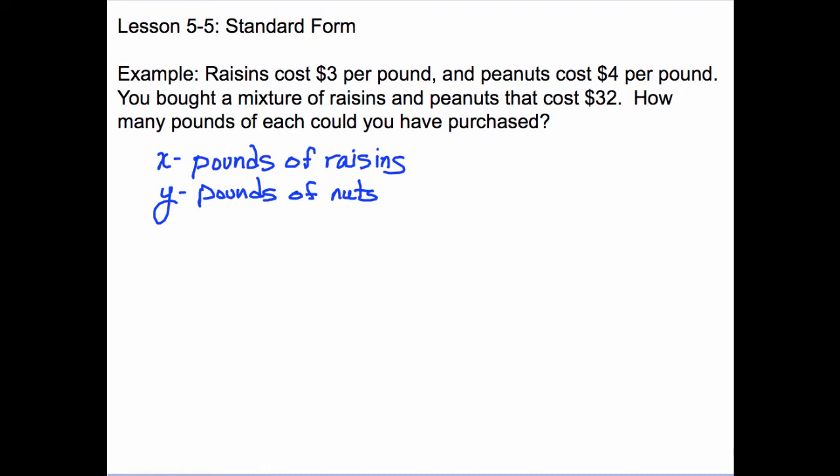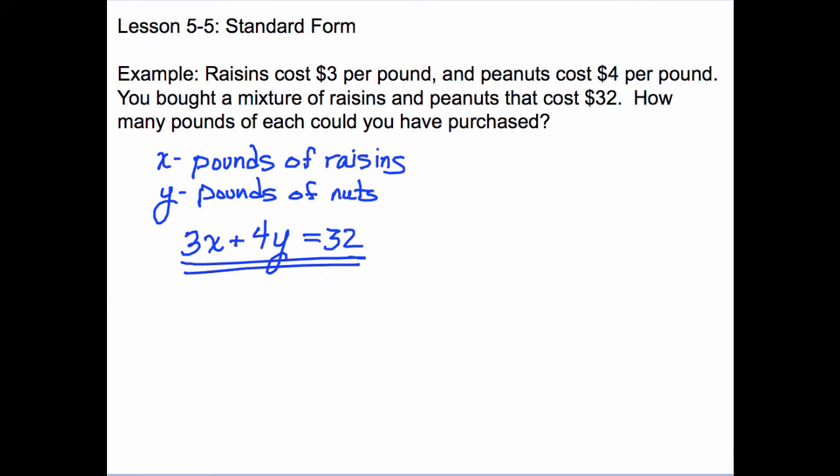If we let x represent the number of pounds of raisins and y represent the number of pounds of nuts, then we can write an equation to calculate how much a certain amount of raisins and a certain amount of peanuts cost. So we would take the price per pound of raisins times the number of pounds of raisins plus the price per pound of nuts times the number of pounds of nuts that you bought. And we want that to equal 32. This equation is an equation in standard form.